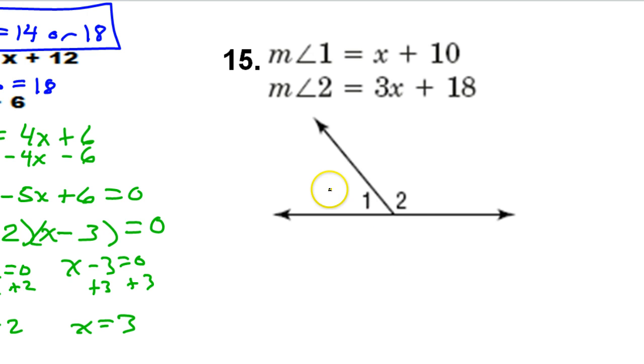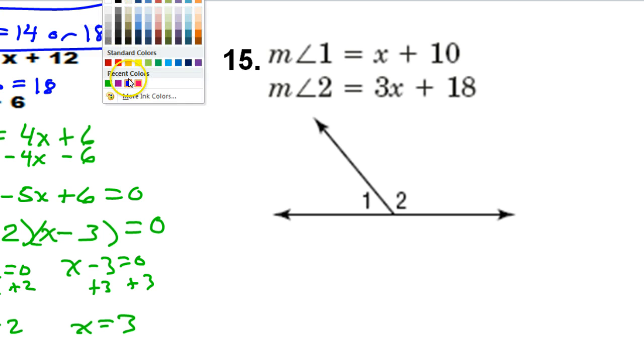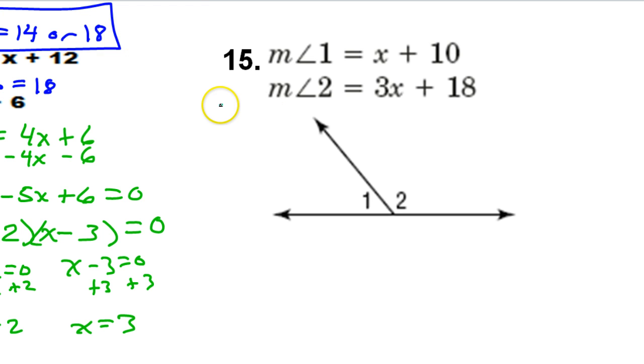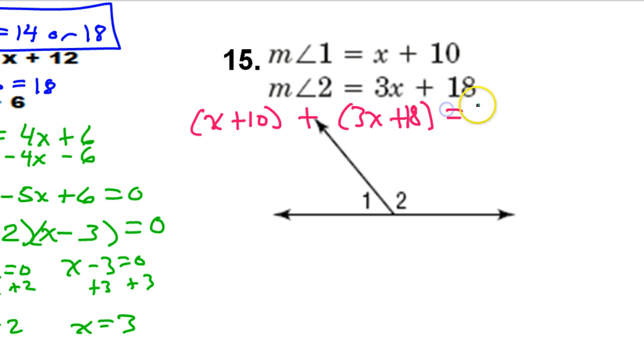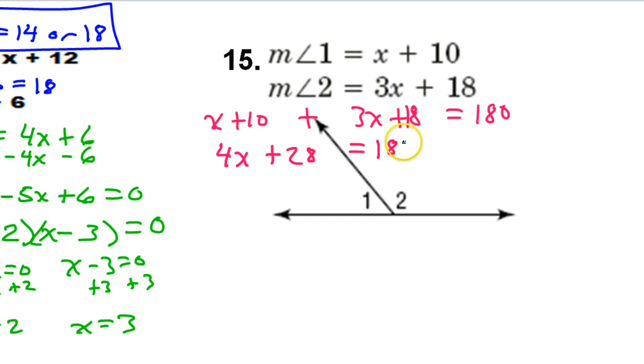Alright, number 15. These two have to add up to 180. They are supplementary. Alright, so that's a little bit tricky. So like we did before, x plus 10 plus 3x plus 18 has to add up to 180. Once again, these parentheses are not really doing anything except for grouping. x plus 3x is 4x. 10 plus 18 is 28.